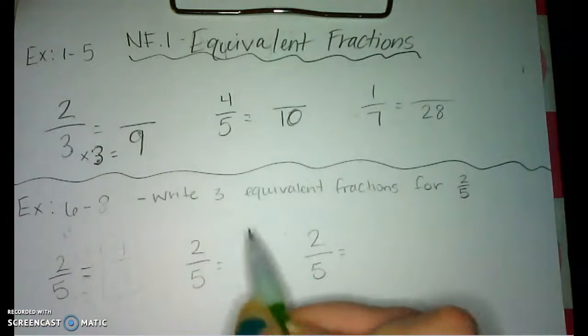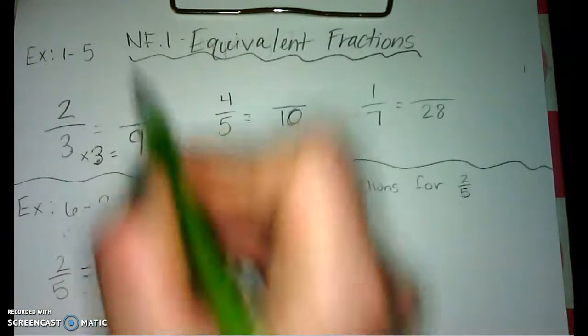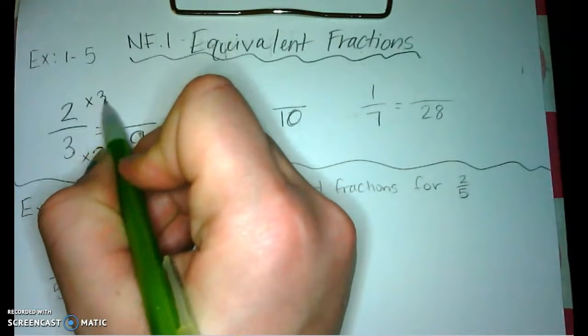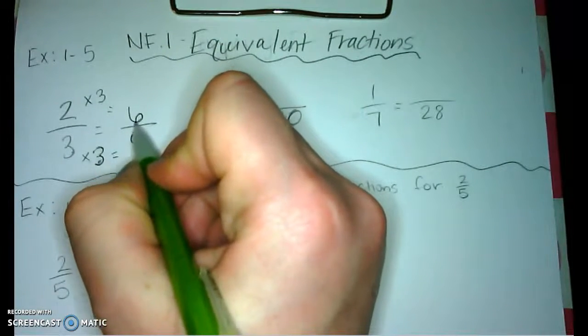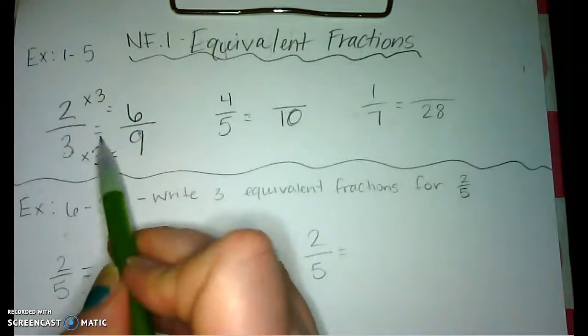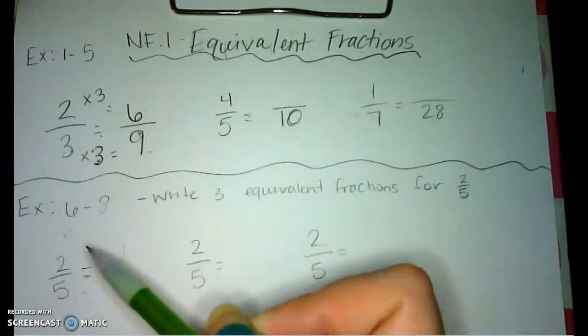equals 9. So what I do to the bottom, I have to do to the top. So 2 times 3 equals 6. Okay, so 2/3 is equivalent to 6/9.